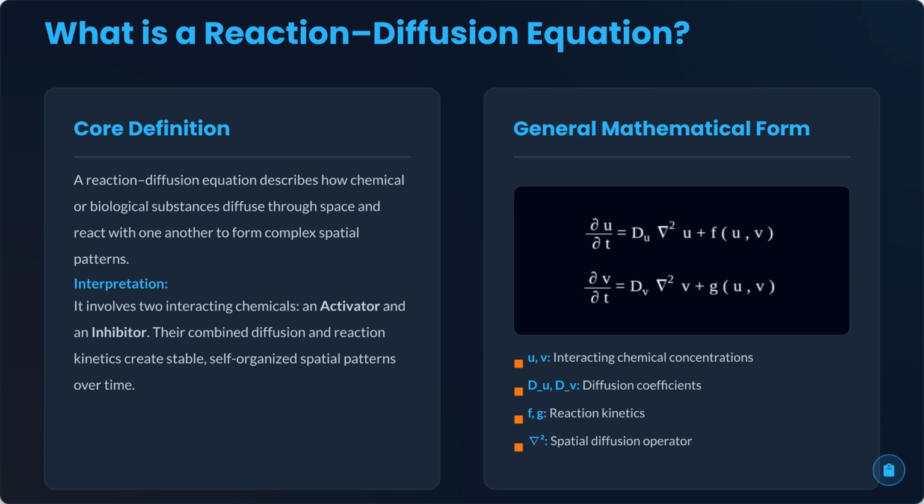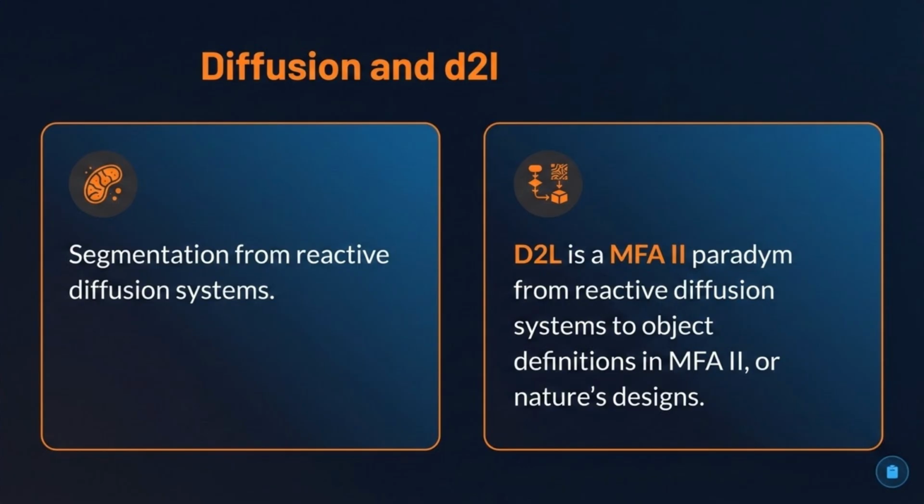A reaction-diffusion equation describes how two substances, an activator and an inhibitor, diffuse and react to form complex spatial patterns. The general mathematical form involves terms for diffusion and reaction kinetics that govern how these two interacting chemicals spread and influence each other over time, ultimately generating stable, self-organized patterns. Segmentation from reactive diffusion systems is central to our approach.